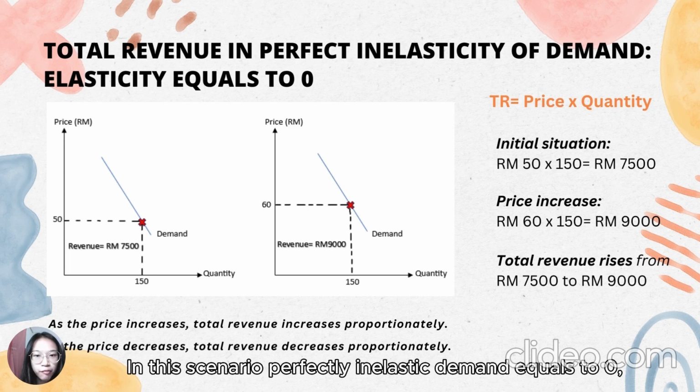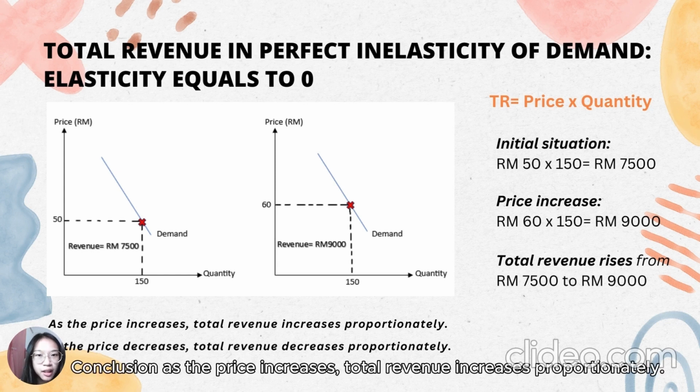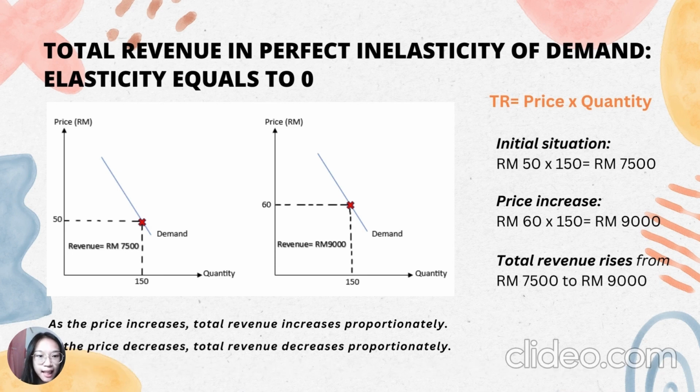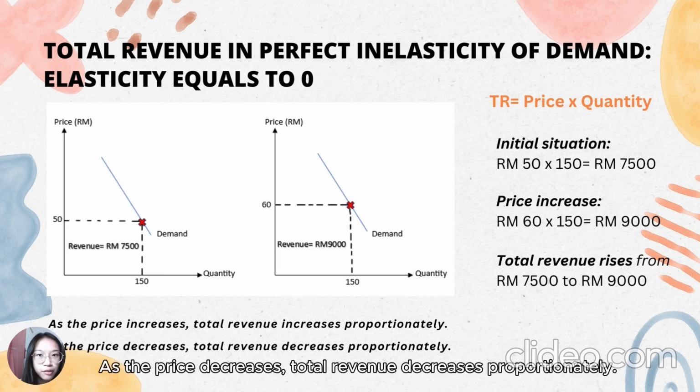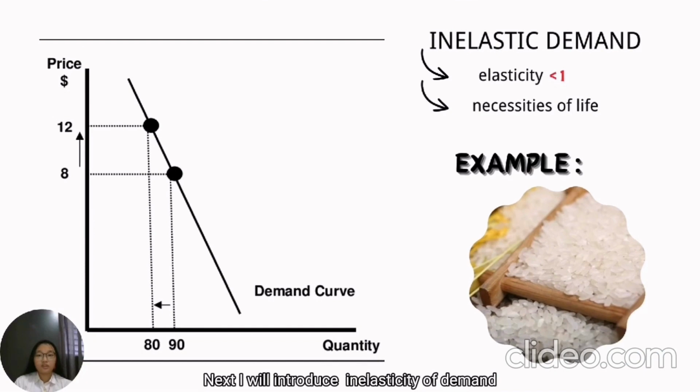In this scenario, with perfectly inelastic demand equal to 0, the quantity stays constant regardless of changes in price. Conclusion: as the price increases, the total revenue will increase proportionally. As the price decreases, the total revenue will decrease proportionally. Thank you. Next, I will introduce inelasticity of demand.